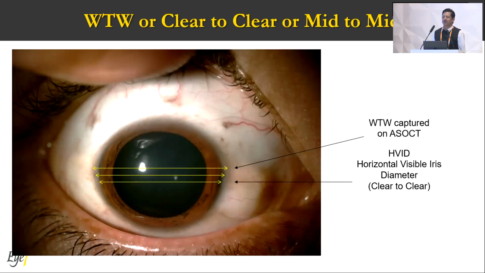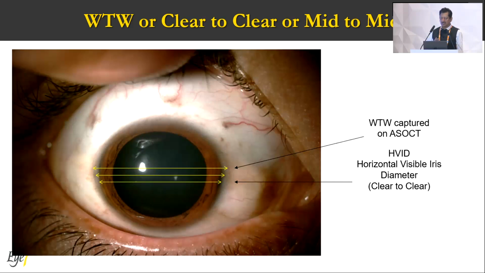The other dilemma which we have been facing is what is actually a white to white. Look at this diagram on the left. Here is one white to white on the top, which is from the true area where the sclera starts. At the bottom is one white to white, which you can call clear to clear. And in the middle is another white to white called mid to mid.